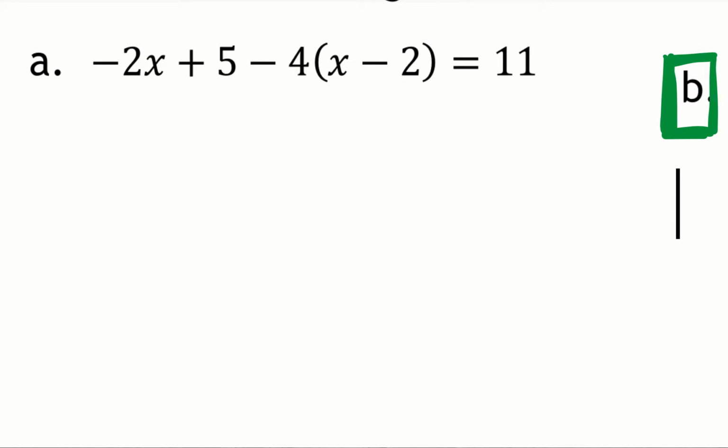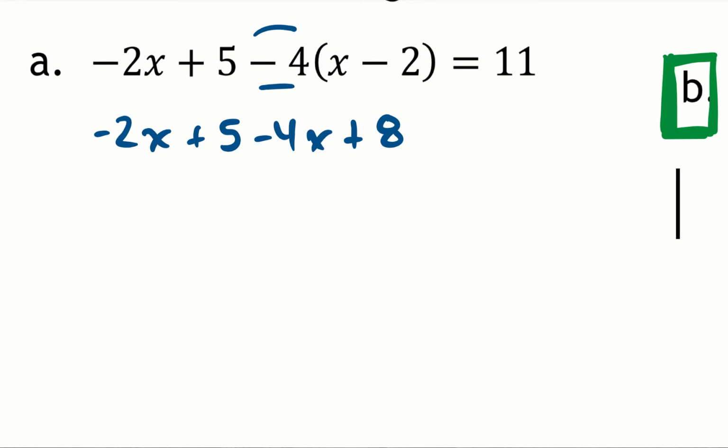So on A, I'm going to distribute this negative 4 first. So this is going to give me a negative 2x plus 5. And then I have minus 4x, and then very carefully I write plus 8, right? Because I am multiplying negative 4 times negative 2, which gives me a positive 8 there. And then I have that equals 11.